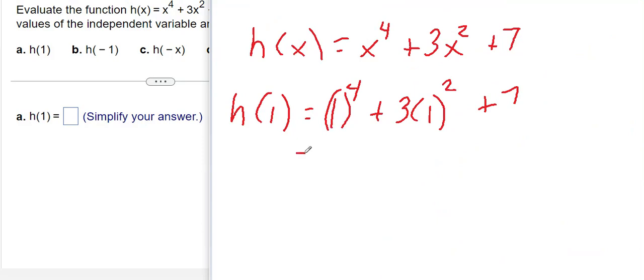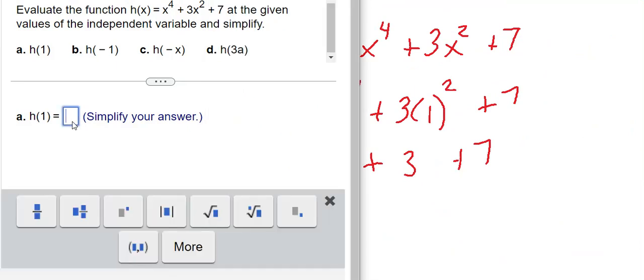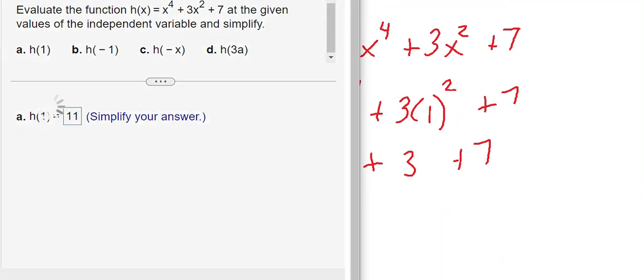But when it's negative or has a variable, you have to. So that's 1 plus 3 plus 7. That turns out to be 11. So put in 11. Check our answer.